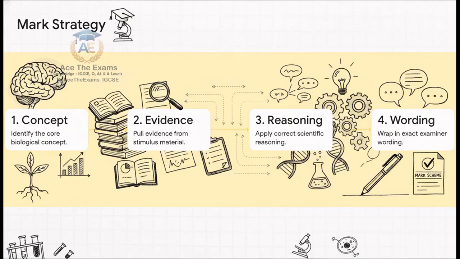Step 1, identify the core concept. Step 2, pull the evidence or data straight from the stimulus material. Step 3, apply your scientific reasoning. And Step 4, honestly, this is where most people drop the ball. Wrap the whole thing in exact examiner wording. Examiners give marks for this systematic pipeline. If you follow it, you're practically forcing the mark scheme to give you credit.